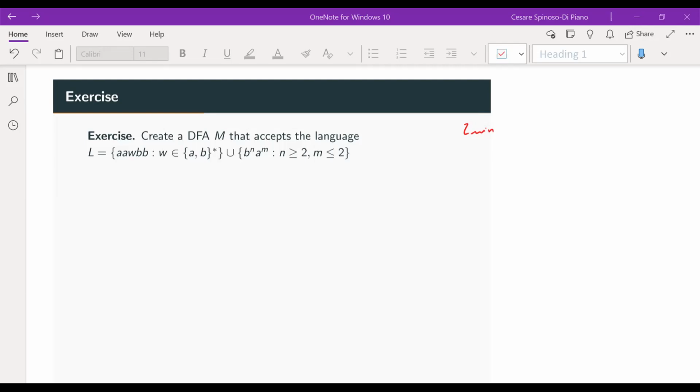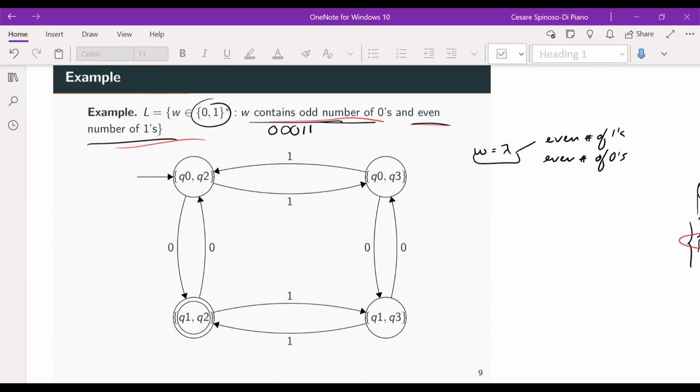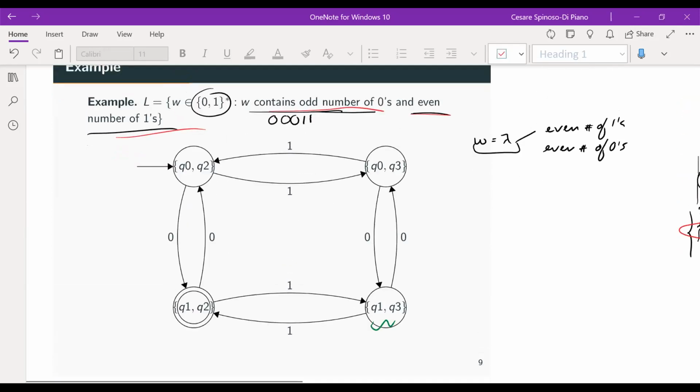Nabil, why do your states have 2 Qs? Oh, you mean this? Like why? Oh, that's just okay. Yeah, yeah.